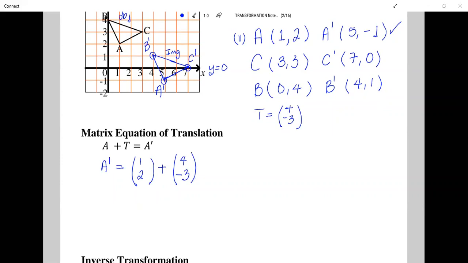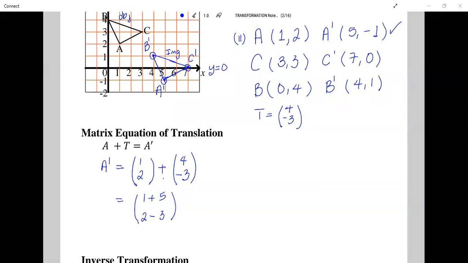So if the matrix equation for translation works, if I add A and T, I must get A prime. A prime is equal to A plus T. So this is 1 plus 5, and this is 2, a positive times a negative is a negative, minus 3.